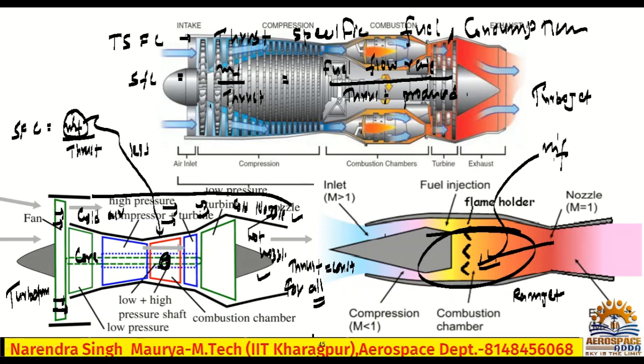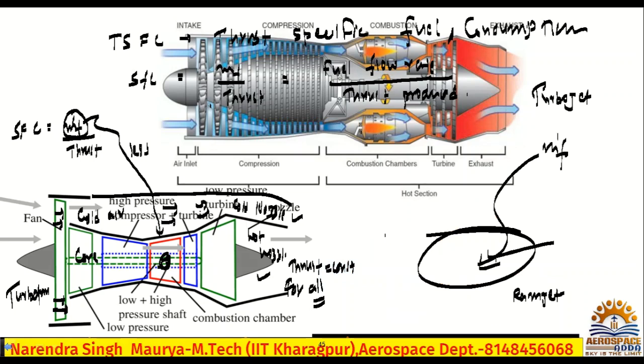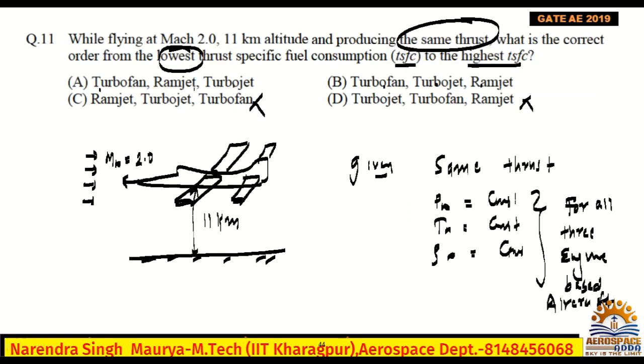Yes or no? So next is turbojet, where you will get less SFC, and where you will get highest SFC, where you are burning more fuel, that is ramjet. So check, more SFC will be ramjet, hence the maximum is ramjet and the minimum is turbofan, and turbojet is in the middle.